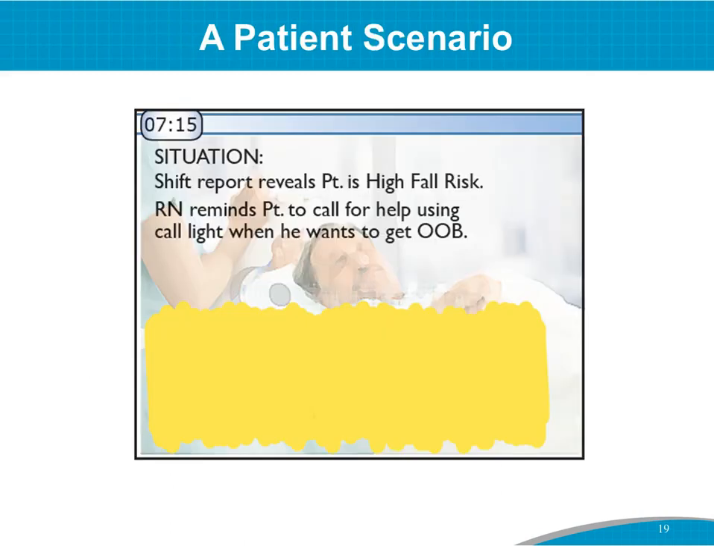So here we're gonna walk through a patient scenario, and you can just jot some notes to yourself as we walk through this, and then I will give you the answers. At 7:15 in the morning, a shift report reveals that the patient is a high fall risk, and the RN reminds the patient to call for help using the call light when he wants to get out of bed. So what are some critical thinking things that the nurse should be thinking about as she gets this information from the patient or from the nurse?